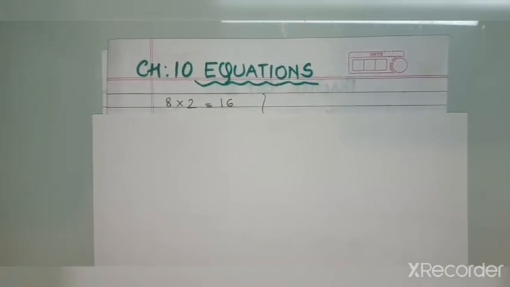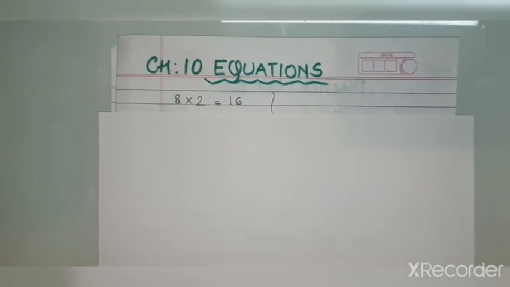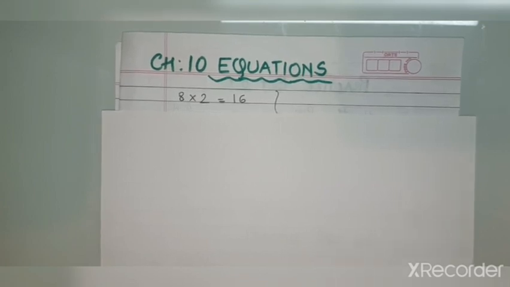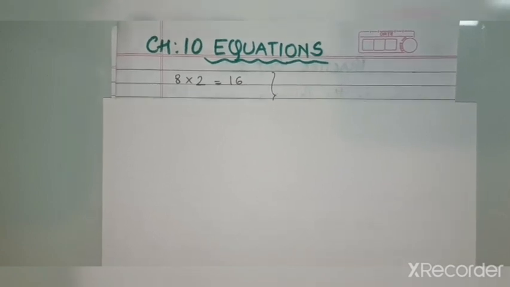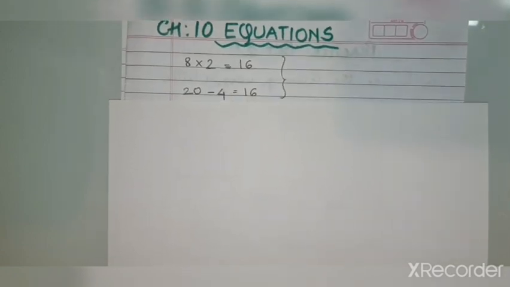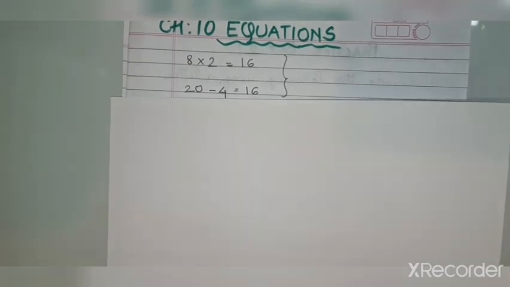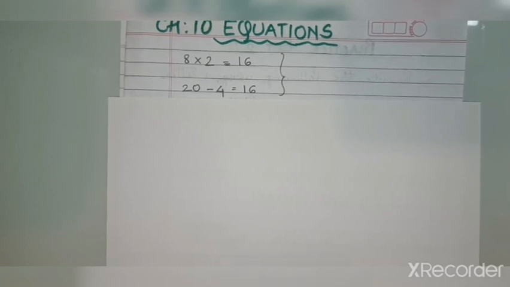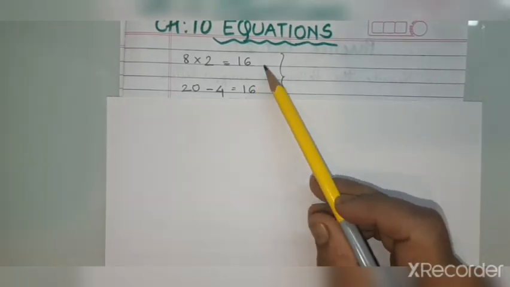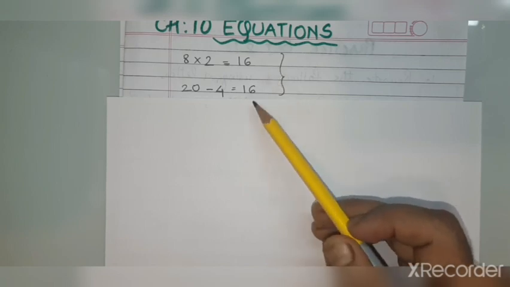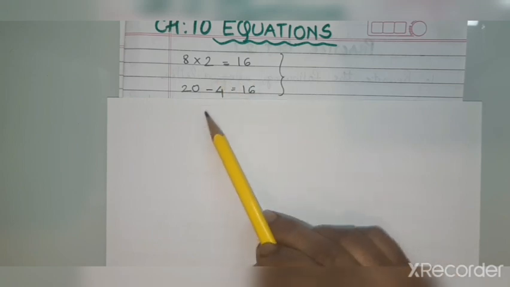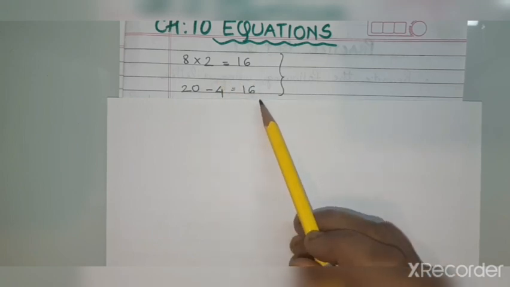You will see here I have written 8 multiplied by 2 is equal to 16. It's a simple multiplication, a simple table of 8. After that, 20 minus 4 is equal to 16. So here you will see that this is simple maths, and in both places the value we have got is 16. 8 into 2 is 16 and 20 minus 4 is also 16.